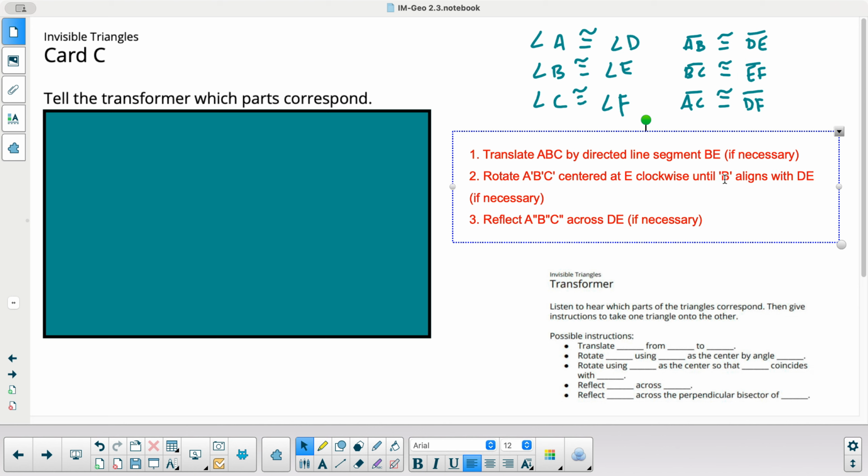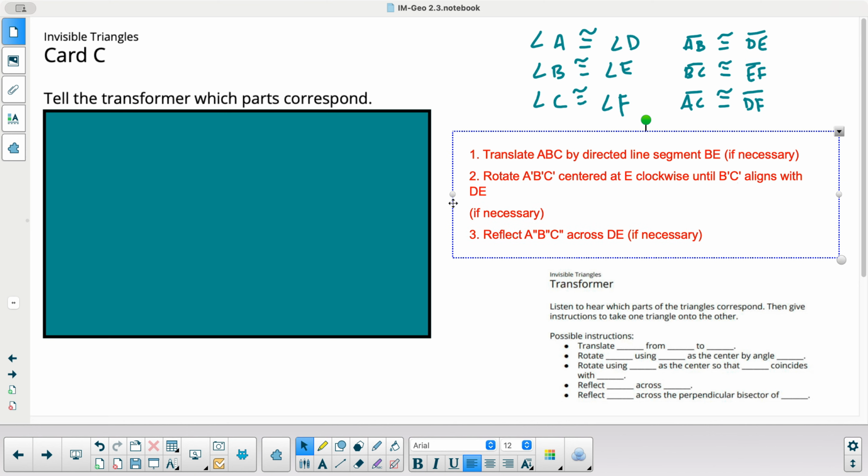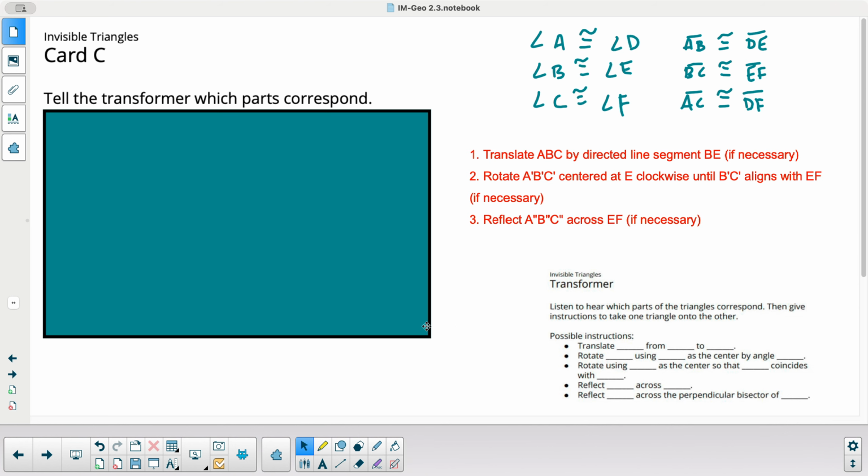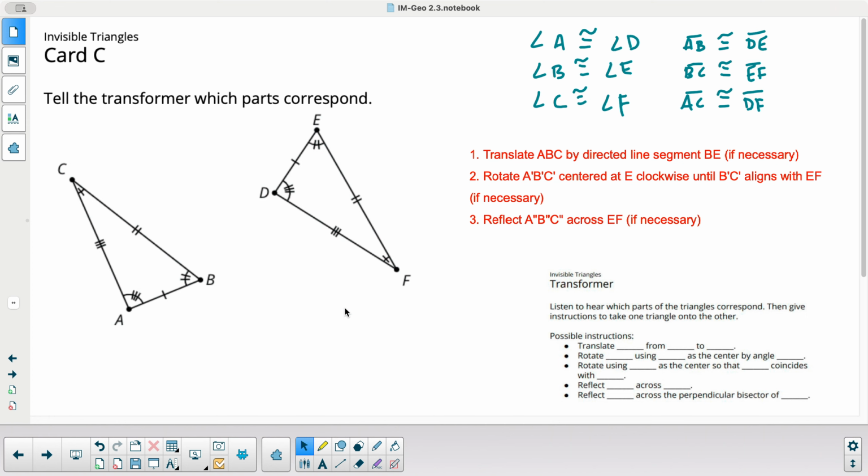So we'll go with B prime, C prime aligns with EF. And then we lined it up on EF, so the last step would be reflect across EF if necessary. Okay, let's see if it works. All right, here we go.